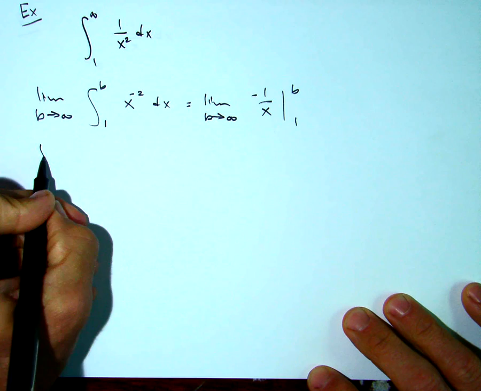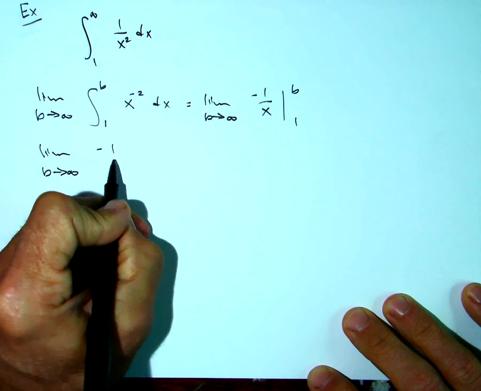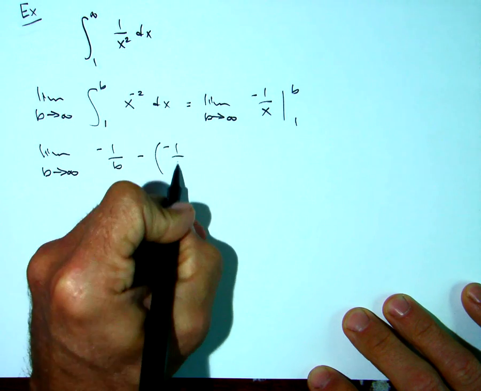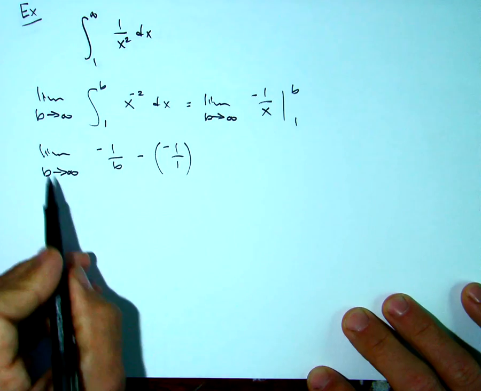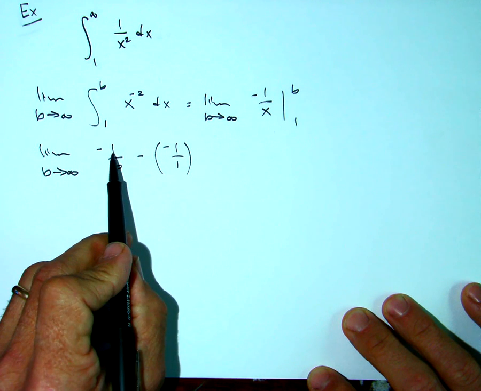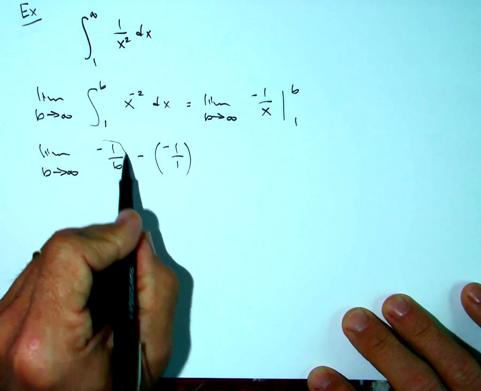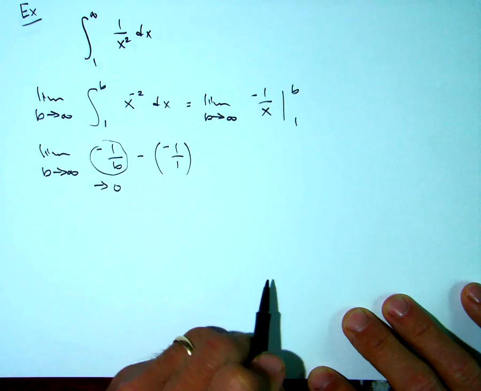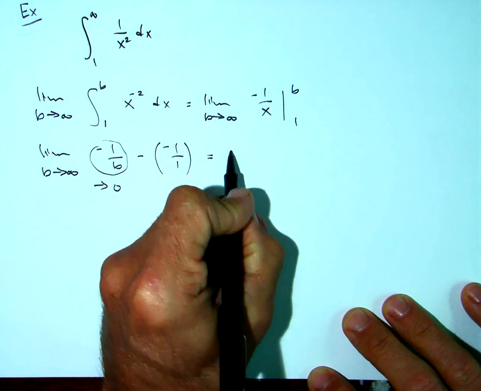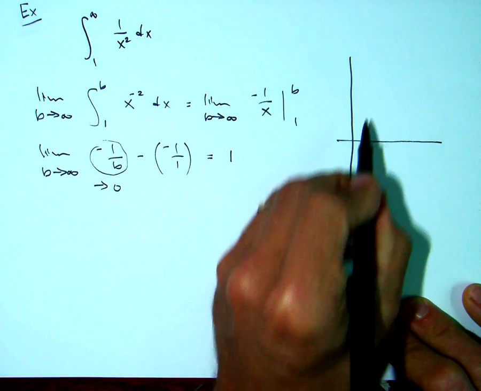So that's going to be the limit as b goes to infinity of negative 1 over b minus negative 1 over 1. So again, the limit only applies to the part that has the b in it. And we know that if we take negative 1 and divide it by larger and larger numbers, then this whole thing is going to go to 0. All right? And then I'm going to have 0 minus negative 1. That equals 1.